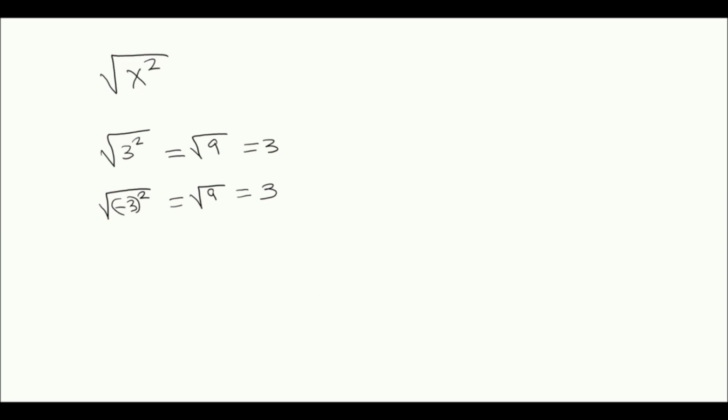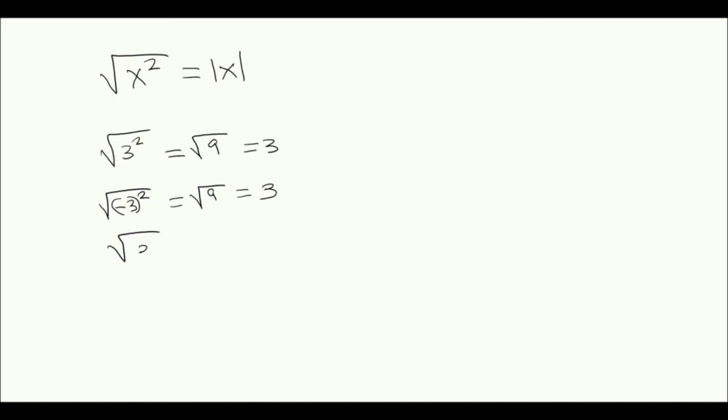So when we don't know the value of x and we're not sure that x is non-negative, the way we handle the situation is we simply say it's equal to the absolute value of x. And now it's safe, because let's test it with these two situations.